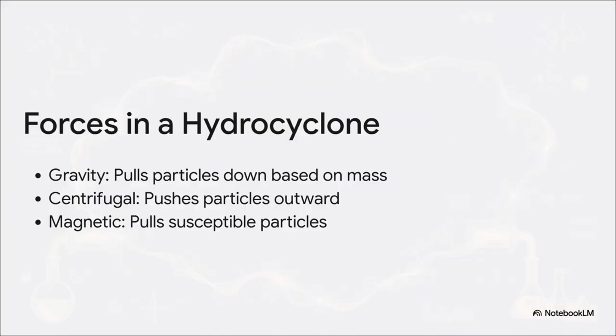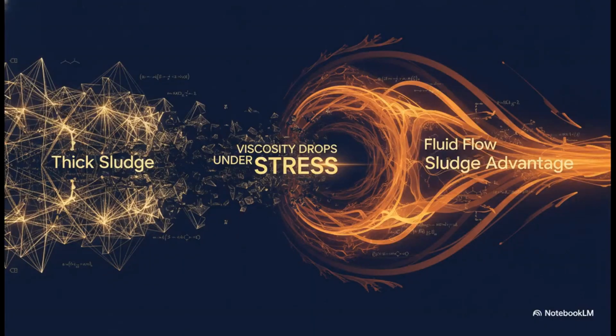But the new addition, the magnetic pull, well, that only affects particles with magnetic susceptibility, like our metallic precipitates. Non-magnetic particles, like your plain quartz, sand, or clay, are completely unaffected by the magnet. So this triple tug of war allows us to cleanly and perfectly separate those valuable metallic particles from the non-magnetic background silt.